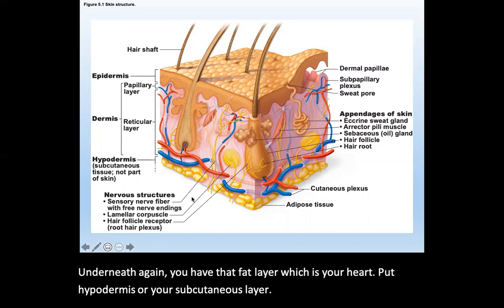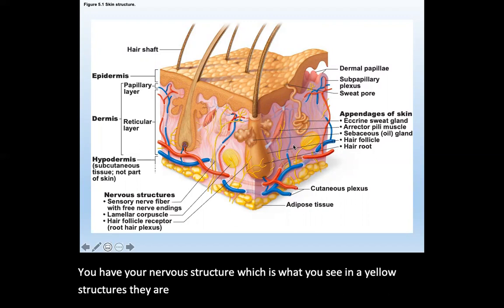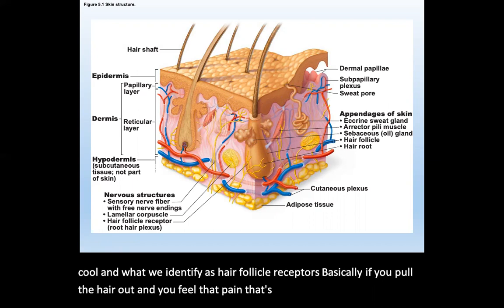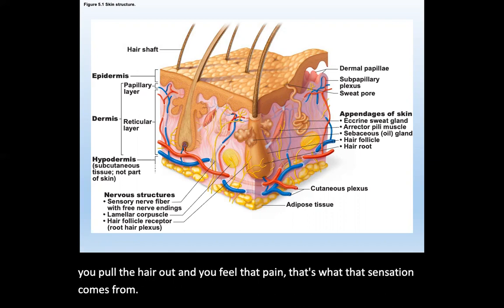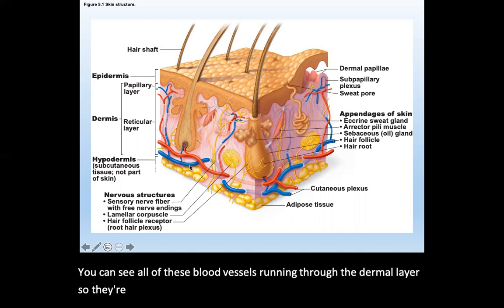You have your nervous structures, which is what you see in these yellow structures. They are different. There's sensory nerve, lamellar corpuscle, and what we identify as hair follicle receptors. Basically, if you pull the hair out and you feel that pain, that's what that sensation comes from. You can see all of these blood vessels running through the dermal layer. So the red and blue basically is identifying your arteries and veins.